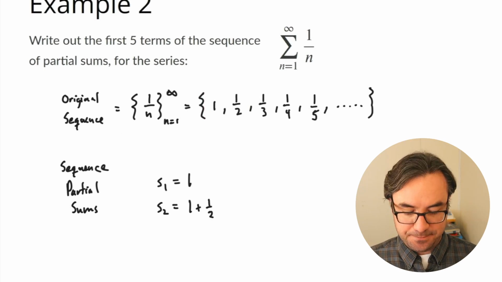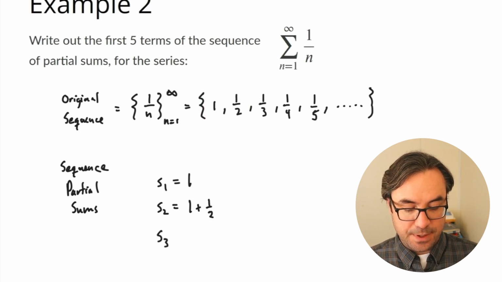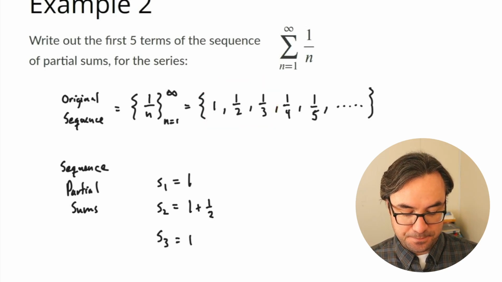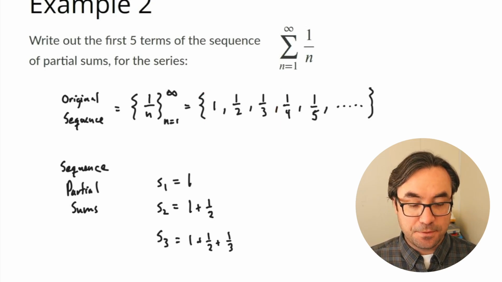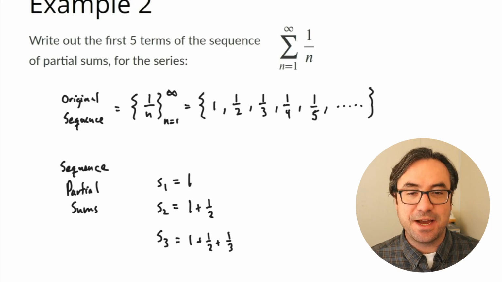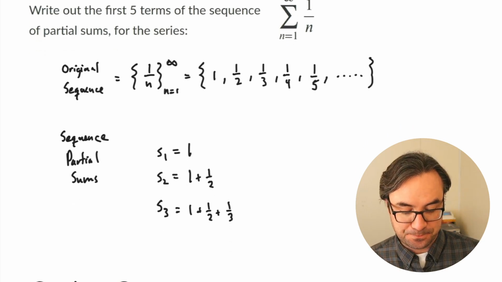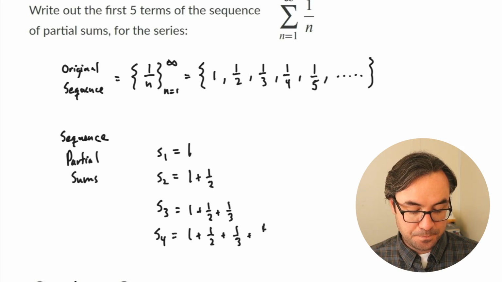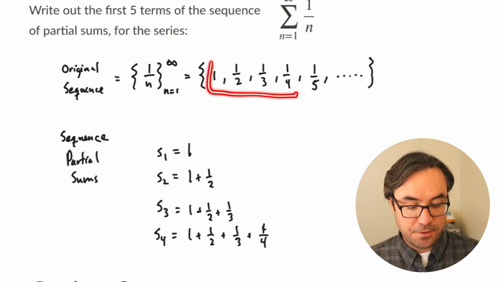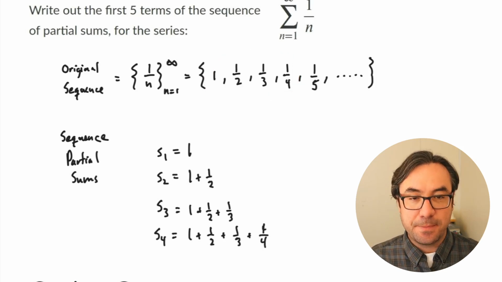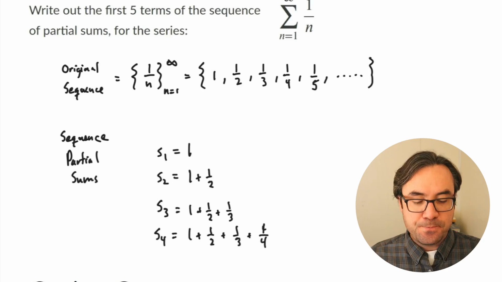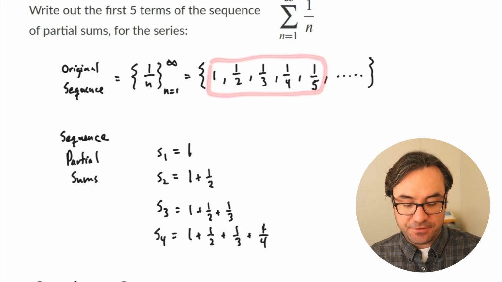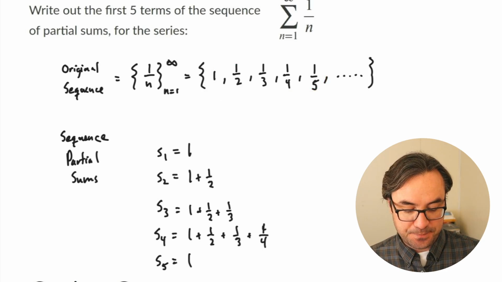Well, what about S3? Well, add up the first 3 terms. And then S4, add up the first 4 terms. S5, add up the first 5 terms. So S4 would be these 4 terms just added together in that same order. And then S5 is going to be these 5 terms added together.